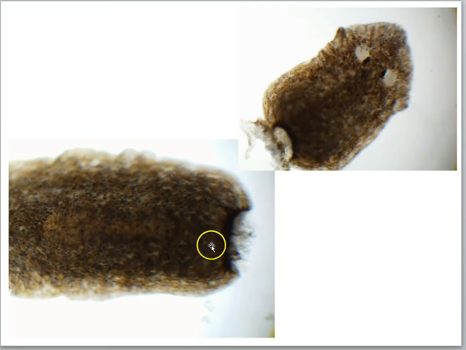What about self-maintaining? Well, here's a flatworm. And in fact, the flatworm's head has been cut off. So here's the head, here's the tail. Interestingly, the head can regenerate a tail, and the tail will regenerate a head. That's the kind of thing we mean by self-maintaining.